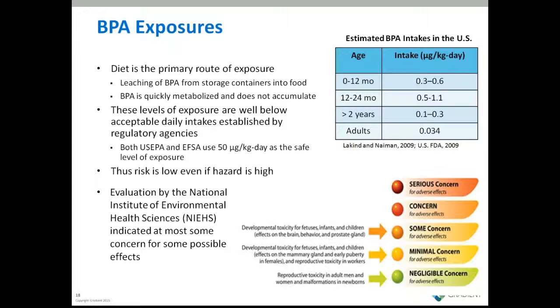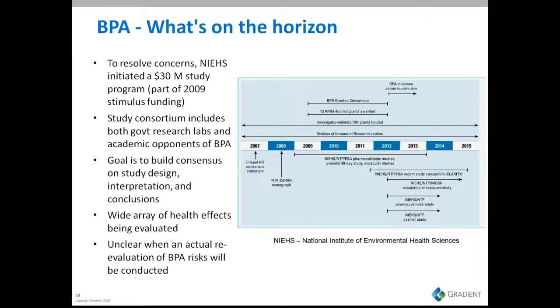So what's on the horizon for BPA? It's interesting. To resolve the concerns, the National Institute of Environmental Health Sciences initiated a $30 million study program. This was actually part of the 2009 stimulus funding. They developed this consortium of government labs and academic opponents of BPA, trying to bring everyone together to build a consensus study design approach, and a consensus way of interpreting the data and reaching conclusions that everyone could agree with. We'll see if that's actually going to happen.